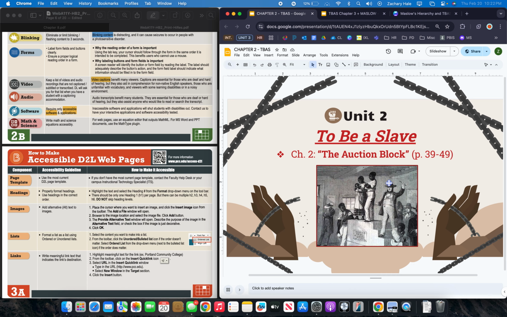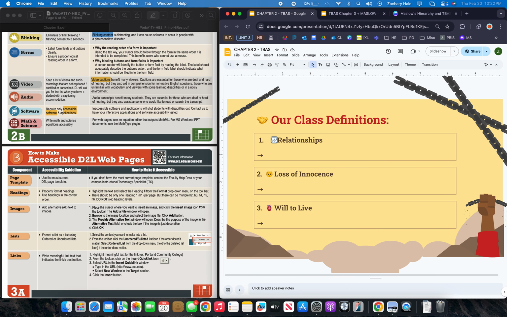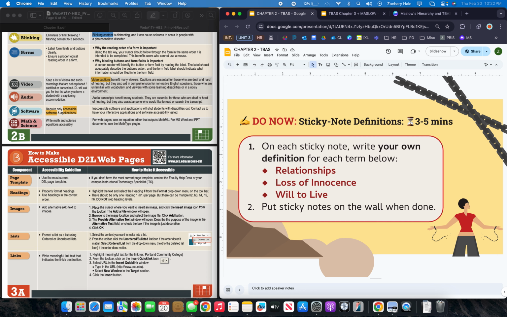In terms of offering choice and different mediums to express learning, the sticky note definition do now would be a way to get students up and moving in the classroom. So they're not just talking or typing, they're actually writing and sticking the note to the wall.